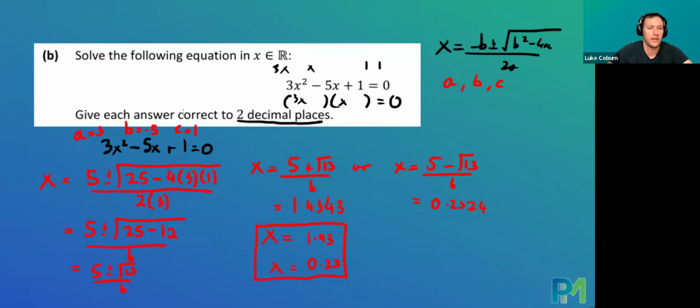Just reread it: give each answer correct to 2 decimal places. You'd be like, oh, okay, I have to write that there. I know I'm laboring this point. This might seem totally obvious, but I have marked a lot of work from students, and this is where people make mistakes. It's just little things, little mistakes that accumulate and end up costing you. So it's just a discipline.